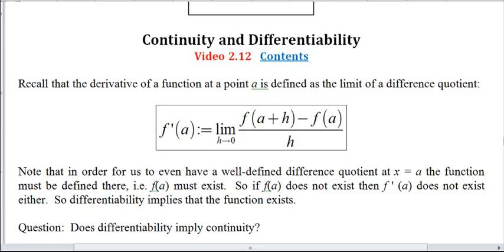So notice, for us to even think about the possibility of the derivative being defined at the point, f of A, the function, must be defined there in order for the difference quotient to be defined, in order for us to be able to take the limit. So the function must exist in order for it to be differentiable. If the function does not exist, then the derivative does not exist. By differentiability, what we mean is the derivative is defined at the point. Okay?